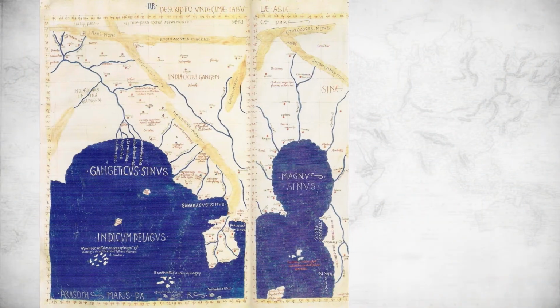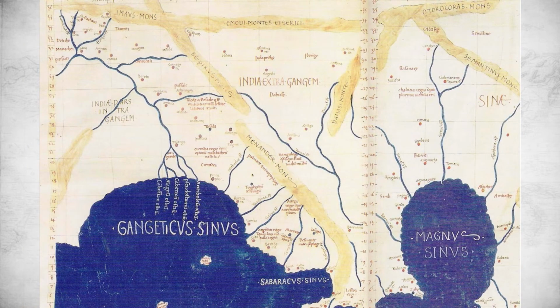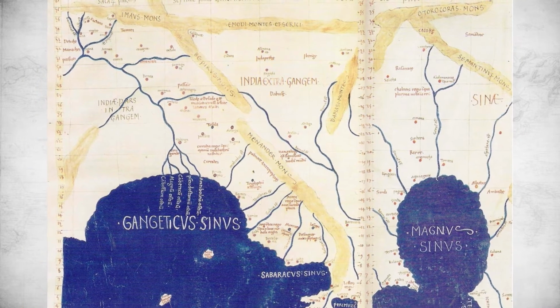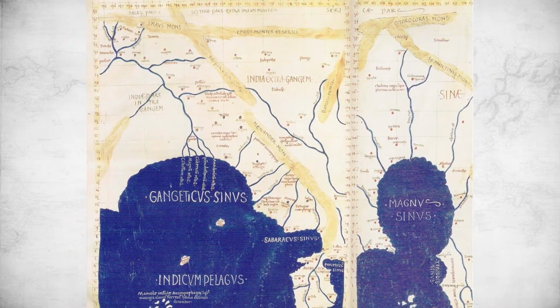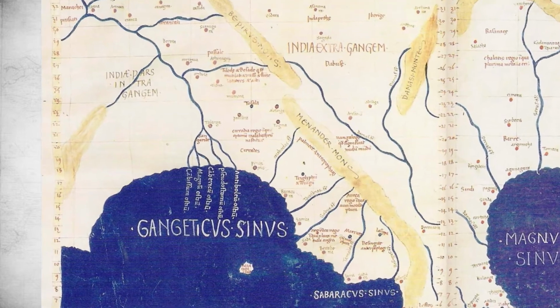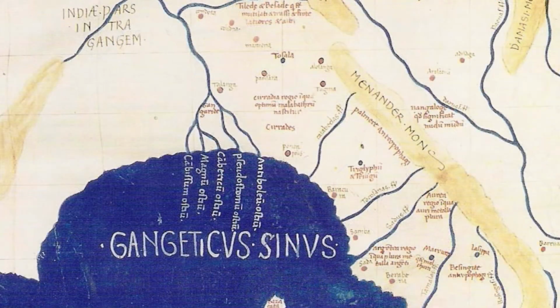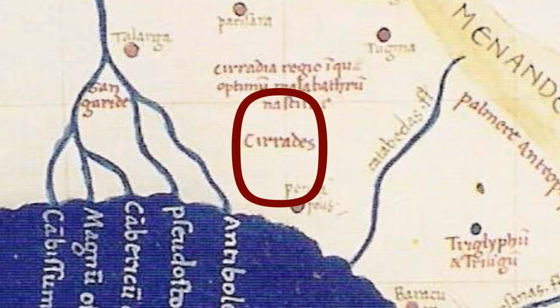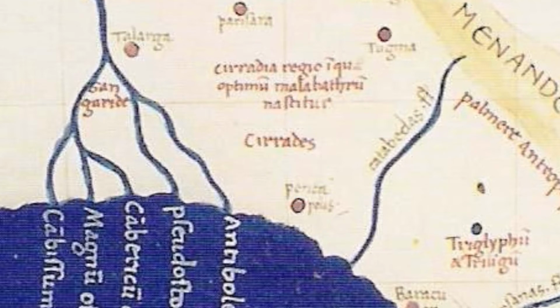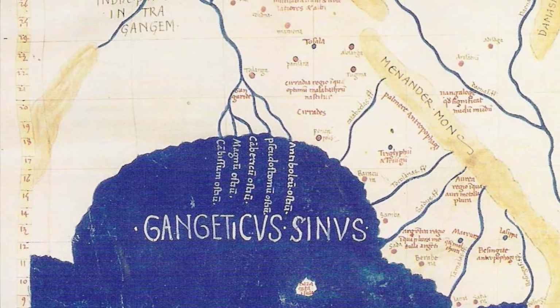Pliny named the 5 mouths of the Ganges as Cambyson, Mega, Cambaricon, Pseudostomon and Antibole. This map clearly establishes the exact location of Gangaridai at the area right after river Ganga divides into several branches near the delta. Each of these rivers, as can be seen on the map, independently joined the Bay of Bengal. Apart from Gangaridai, it marks Kiradesh on the east of the delta, suggesting their interest in this region too. The knowledge and interest of the Egyptian and Greek sailors specifically about Gangaridai and Kiradesh is evident from these records.